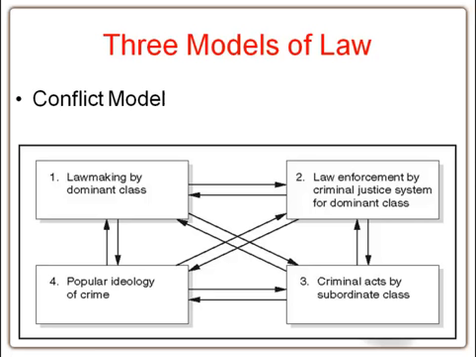Take, for example, Quinney's social reality theory, which you may have come across in perhaps a deviance class. The theory has 4 steps, as seen here. First, laws are made by the dominant class. The dominant class does not make laws based on what harms society. Instead, they make laws based on what harms the powerful, what harms themselves.